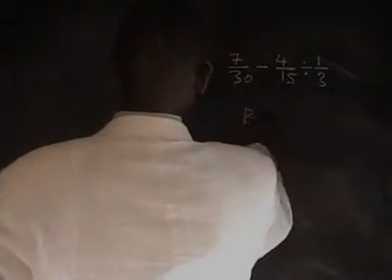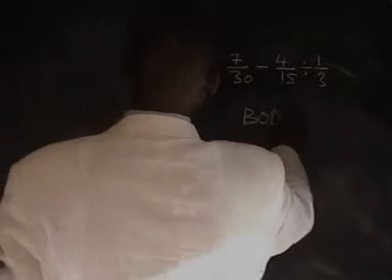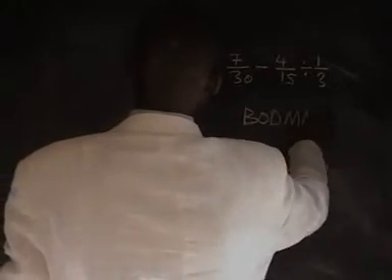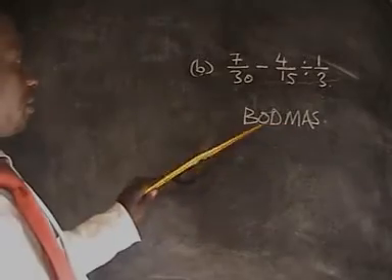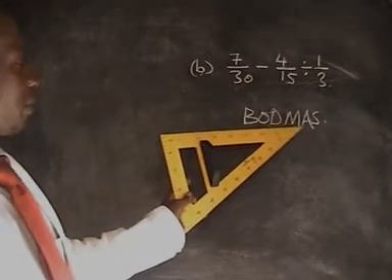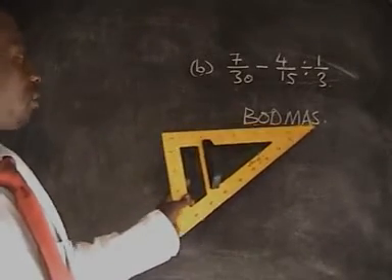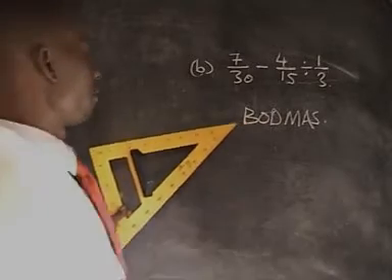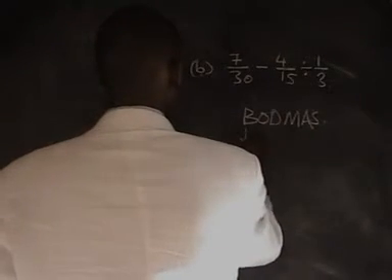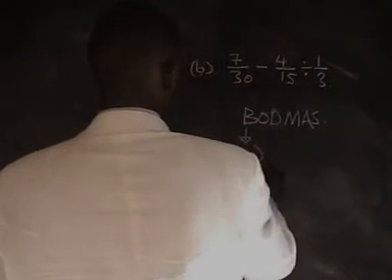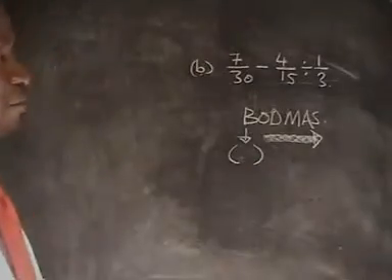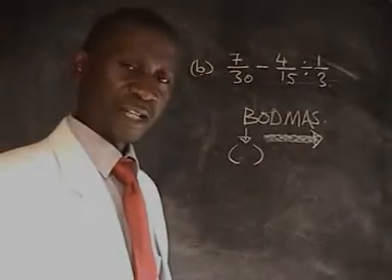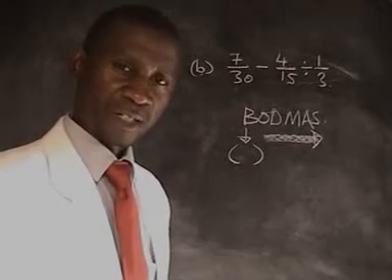BODMAS, B-O-D-M-A-S. Each letter stands for an operation. D is for division, M is for multiplication, A for addition, and S for subtraction, whereas B is for brackets, open and close brackets. So in that order, whatever comes first must be considered first, or must be accommodated first.